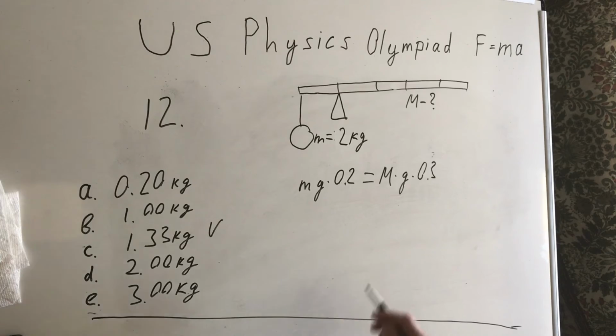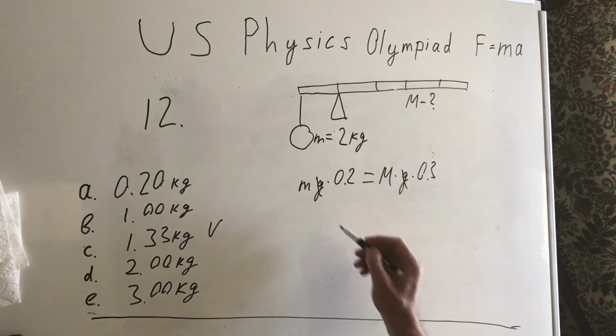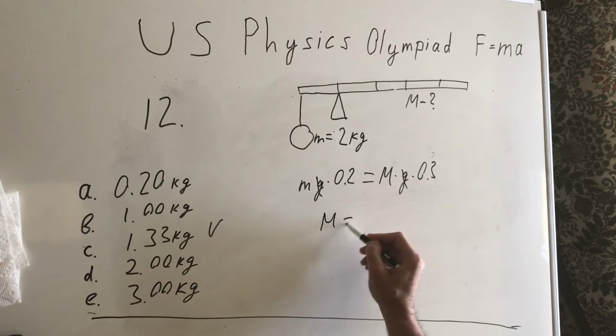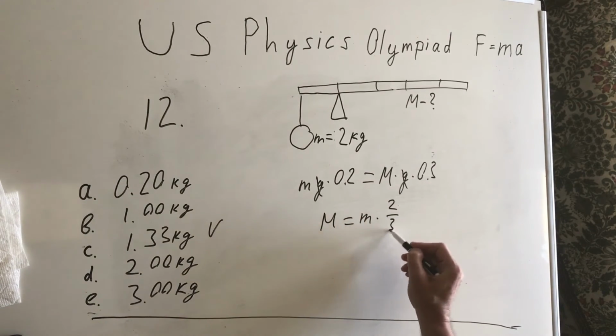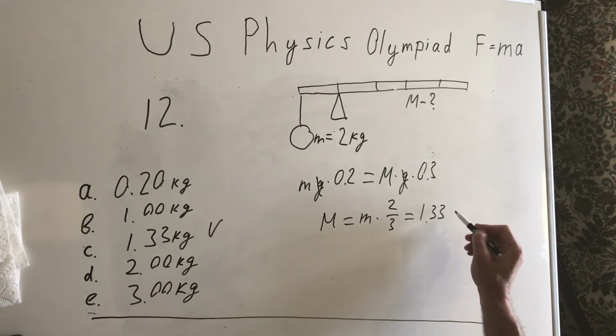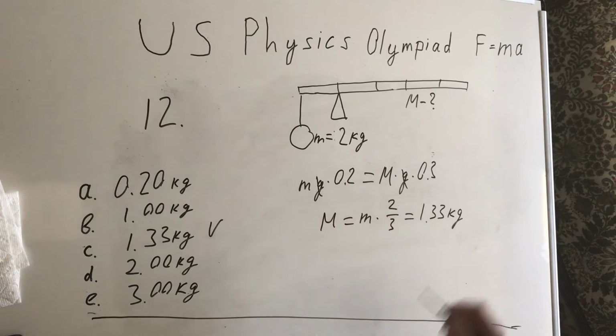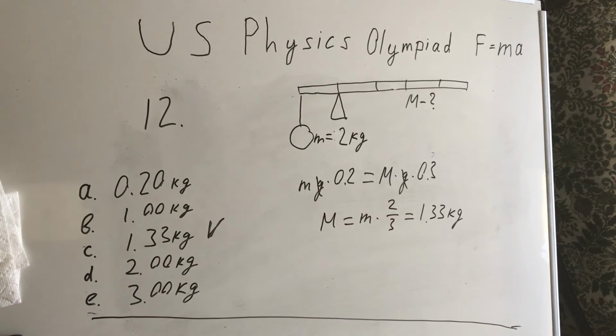So to calculate the total mass m, the big one, that will be 2 over 3 times the rock mass, which is 1.33 kilogram. So from here we have C, the correct answer.